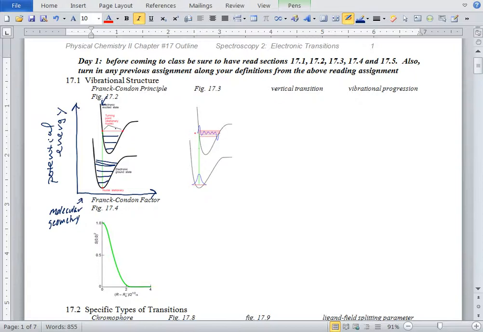Now remember, I said that when an electronic transition occurs so fast, nuclei can't move. They can't budge. So how do these things happen? Well, you're going to be in the ground electronic state. Everything wants to be in the lowest energy level, so let's just start there. Which vibrational level would you be in if you're in the ground state? Where's the ground state? Yeah, the very bottom one.